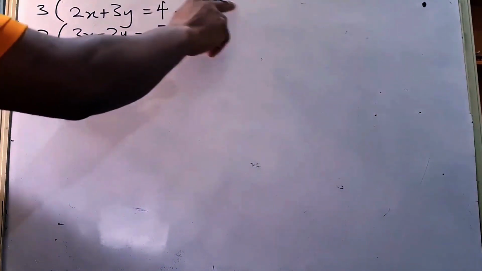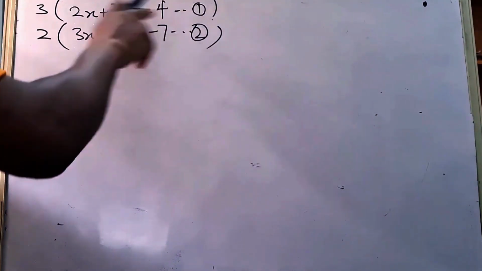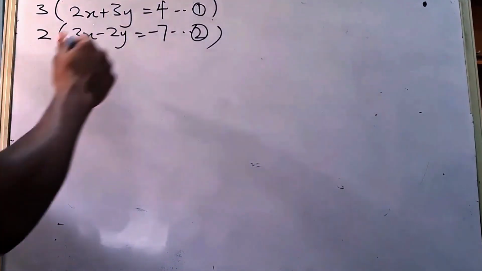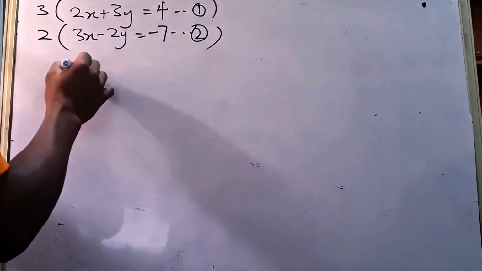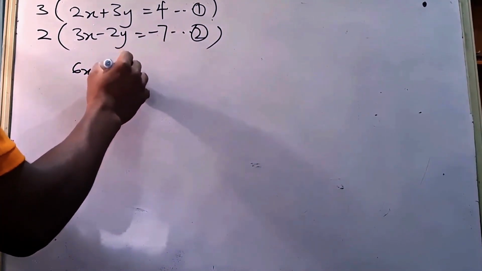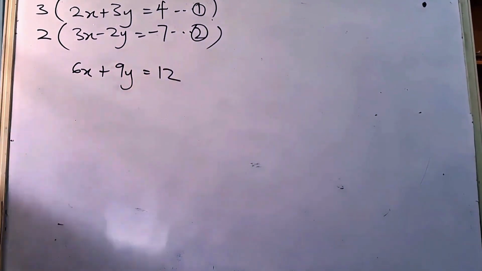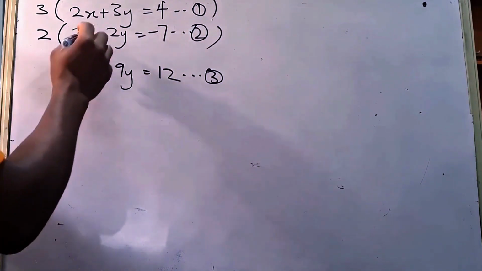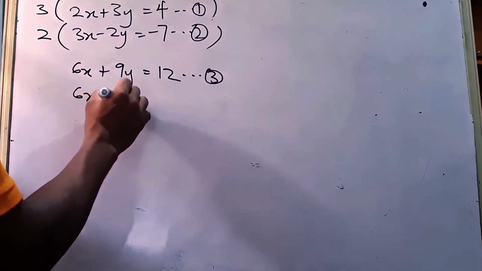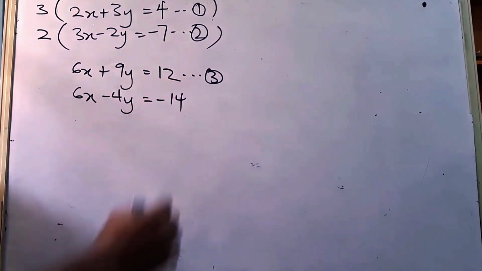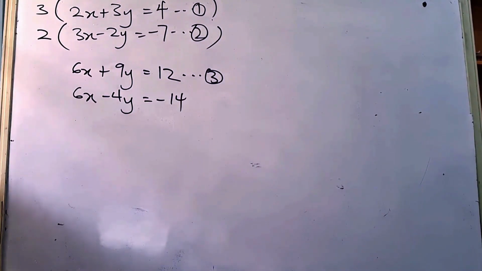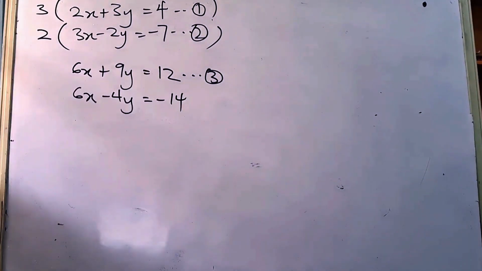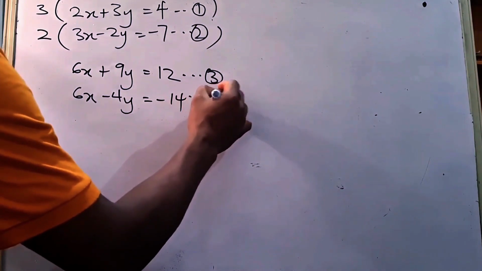Though we are multiplying everything, alright? We're not just multiplying the coefficient of x. So 3 into this is 6x plus 9y is equal to 12. I'll call this equation 3. Multiply this by 2. We have 6x minus 4y is equal to minus 14. Now that we have this, we can subtract this equation from this equation or this equation from this equation. It doesn't matter. I'll call this equation 4.